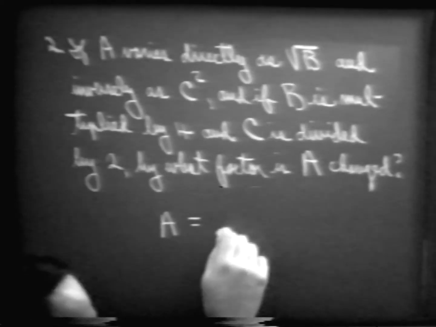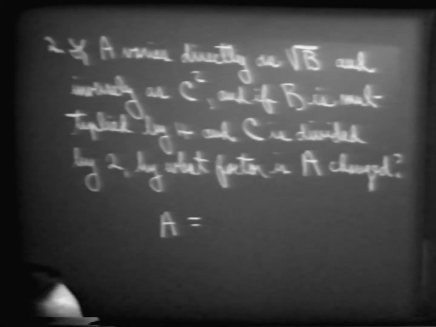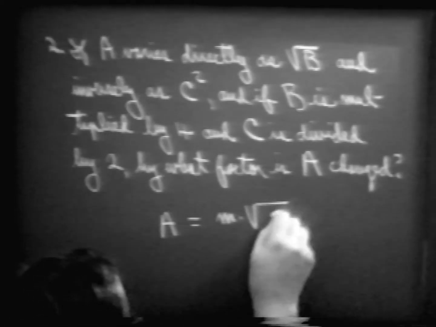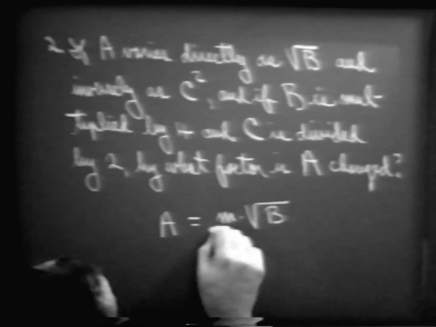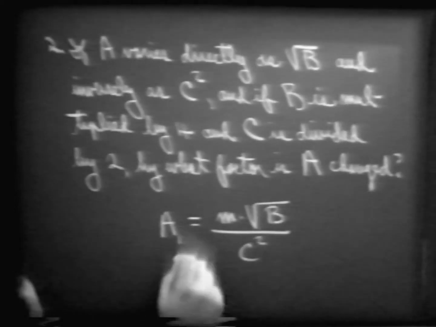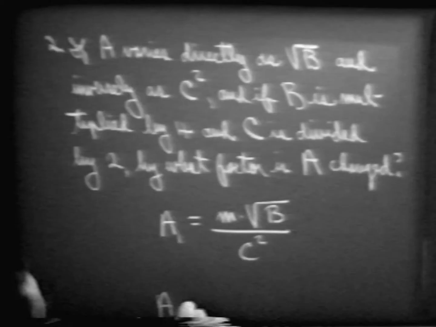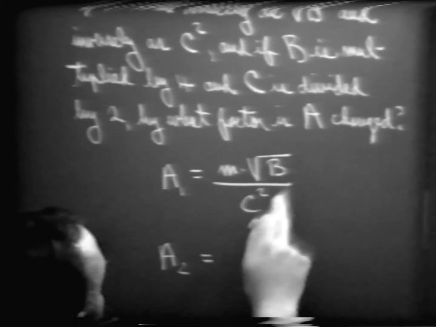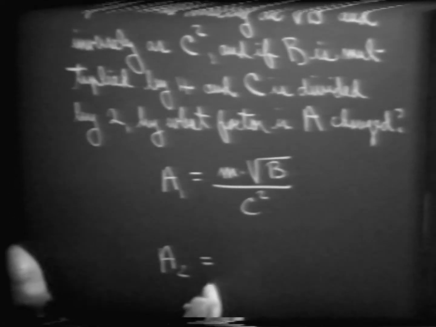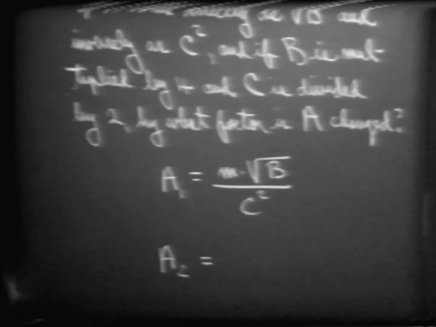All right, well, we need that constant of proportionality in there, Todd. A equals m times the square root of b over c squared. Is that right? Okay. Now, let's call this a particular value of a, which I'll call a sub 1, and then we're going to do something to b and to c. All right, and if b is multiplied by 4, so who then would like to write a sentence which is going to take care of this?